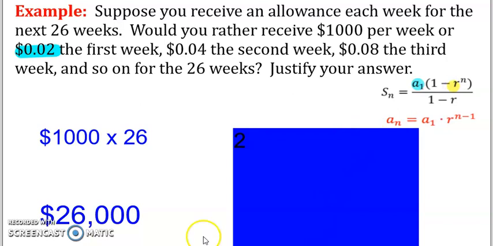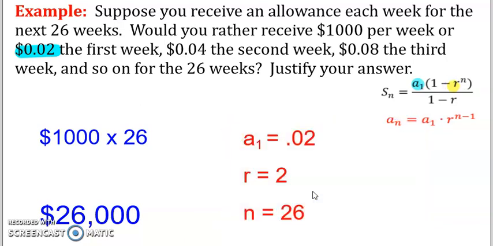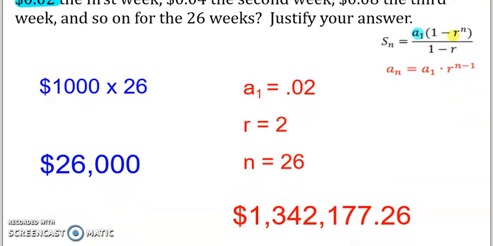What would that be? Well, start off at 2 cents, double each week. There are 26 weeks. Plug that into your calculator, see what you get. Go ahead, do it. You would result in $1.342 million total after 26 weeks, which is insane.